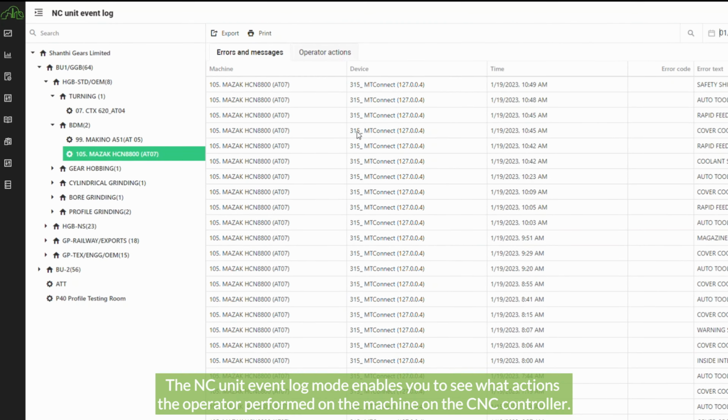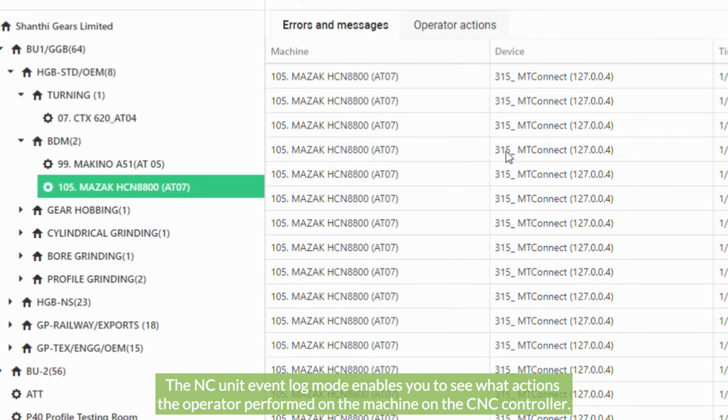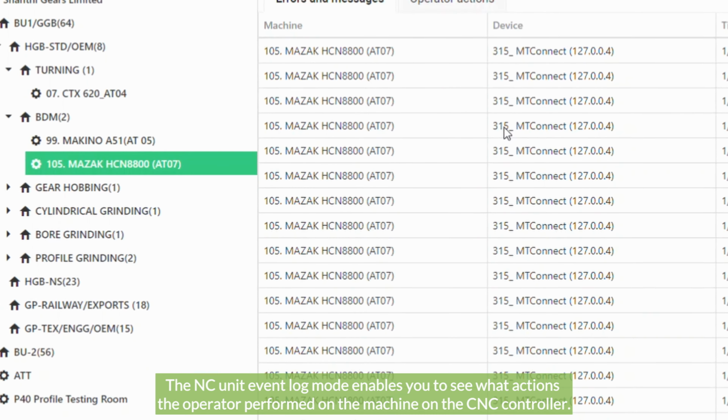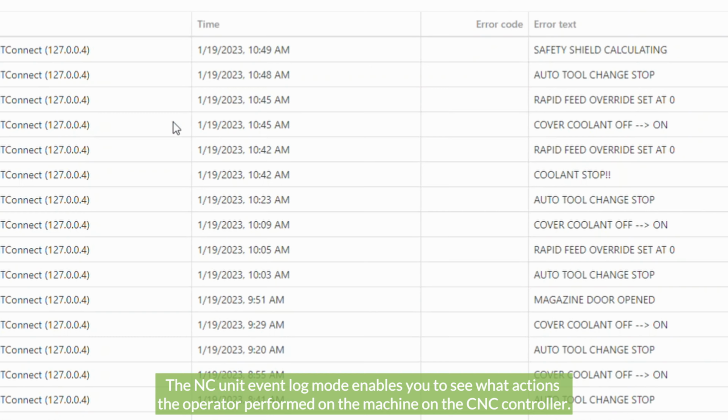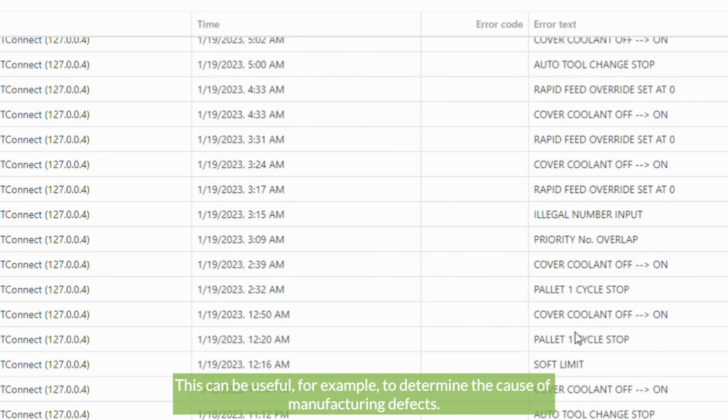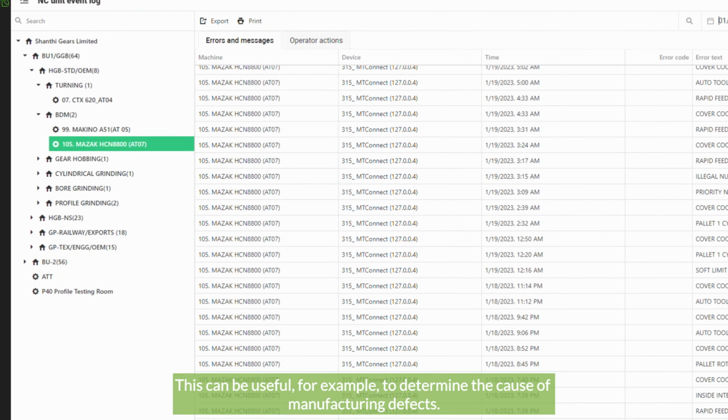The NC Unit Event Log mode enables you to see what actions the operator performed on the machine on the CNC controller. This can be useful, for example, to determine the cause of manufacturing defects.